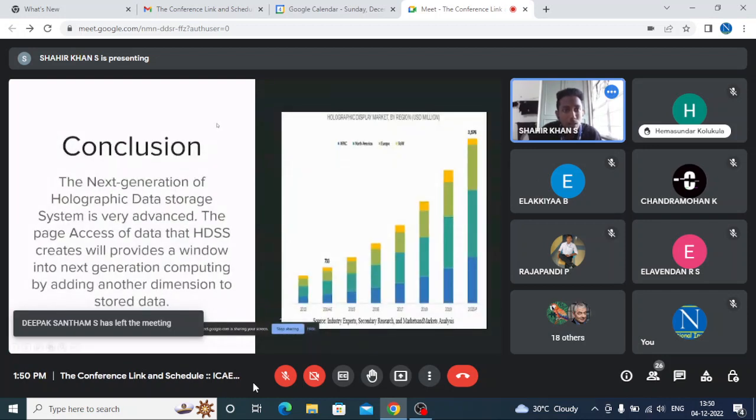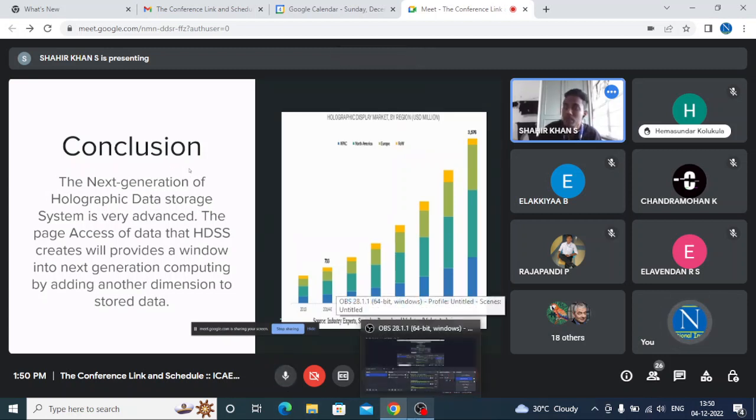In conclusion, the next generation of holographic data storage system is very advanced. The page access of data that HDSS creates will provide a window into next generation computing by adding another dimension to stored data.